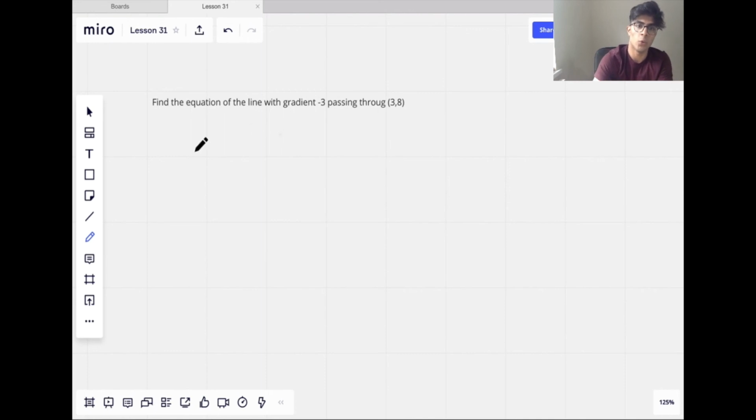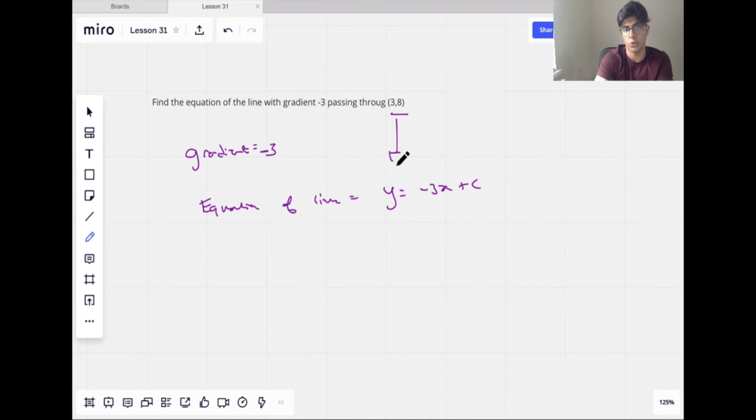Okay, so we can write gradient equals minus 3. And so we know the equation of the line is y equals minus 3x plus c. We know this will be true in this equation because that's what the equation of the straight line is, right? It has to satisfy every point on that line. So you go 8 is equal to minus 3 times 3 plus c. 8 is equal to c minus 9. Let's add 9 to both sides.